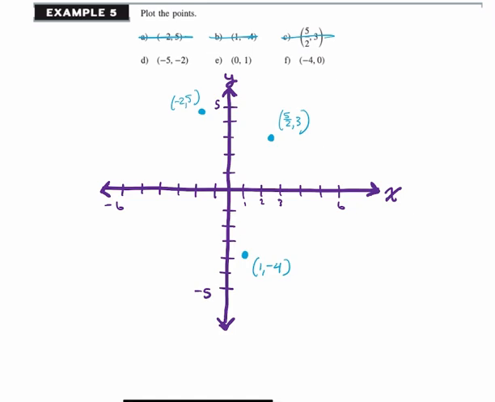Okay, for part D, we have -5, -2. Both x and y are negative. It should land us in the third quadrant. So I'll go 5 spaces to the left, because it's -5, so 1, 2, 3, 4, 5. And then down 2, 1, 2, so somewhere over here. I'll plot my point. It's a little bit easier with graph paper, but we can still get the general idea of where these will be. So -5, -2.